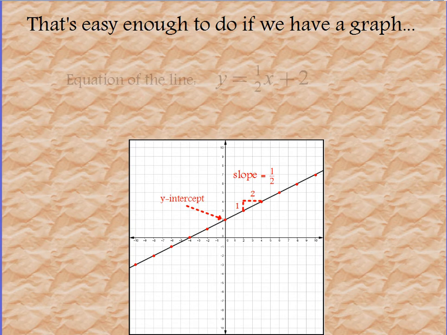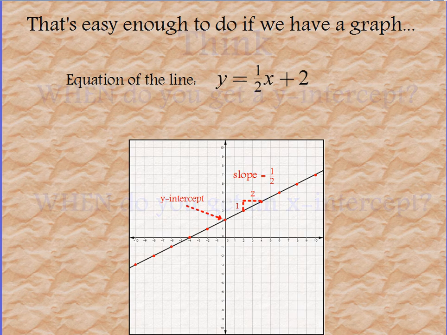Then I can take the 1/2 and the 2 and write the equation of our line. That's all we have to do when we're writing the equation of a line from a graph. Find the y-intercept, find the slope, plug them in and you're done.